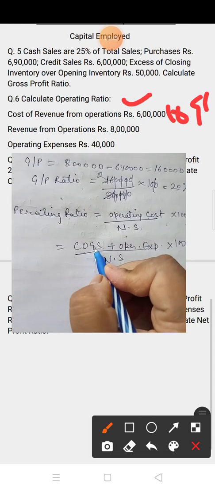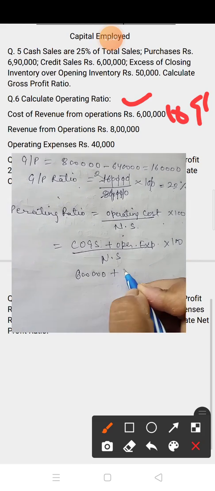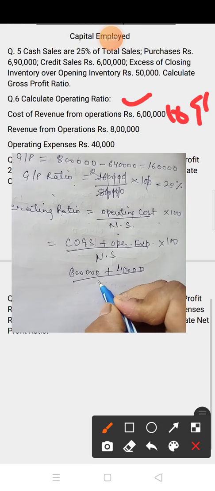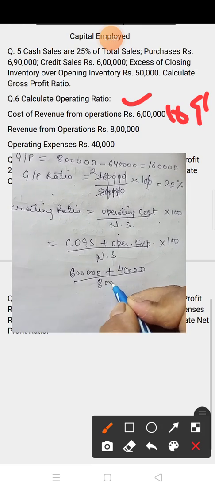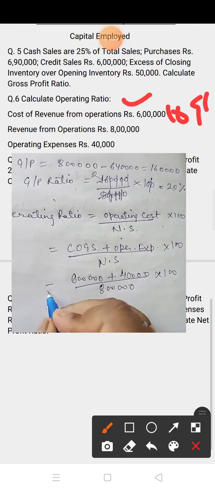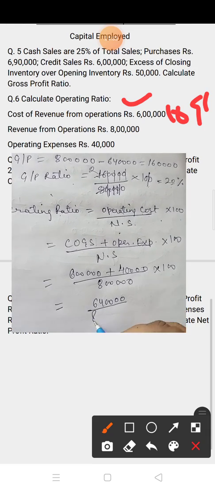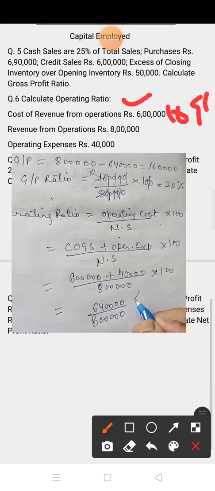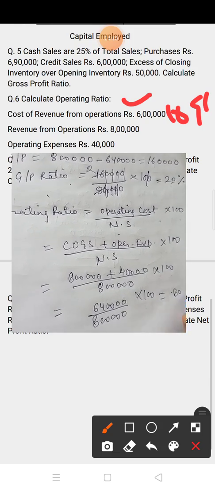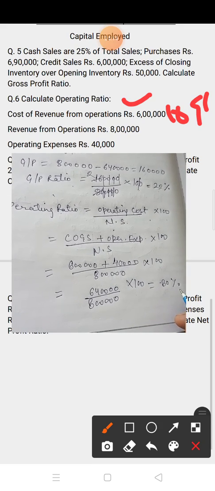Now cost of goods sold is given, 6 lakh. Operating expenses are also given, 40,000. Divide by net sale. Here revenue from operation is given, 8 lakh, into 100. Calculate it. 6,40,000 upon 8 lakh into 100. Now multiply and divide. It is 80%. So the operating ratio answer is 80%.